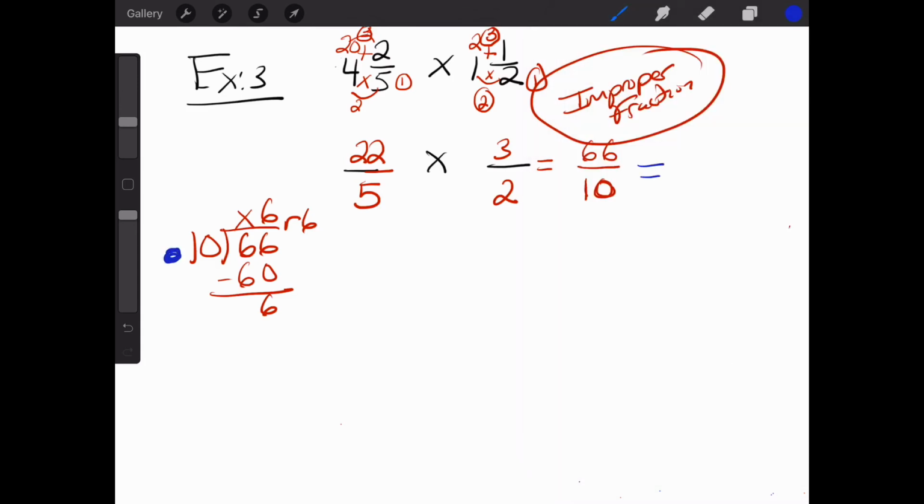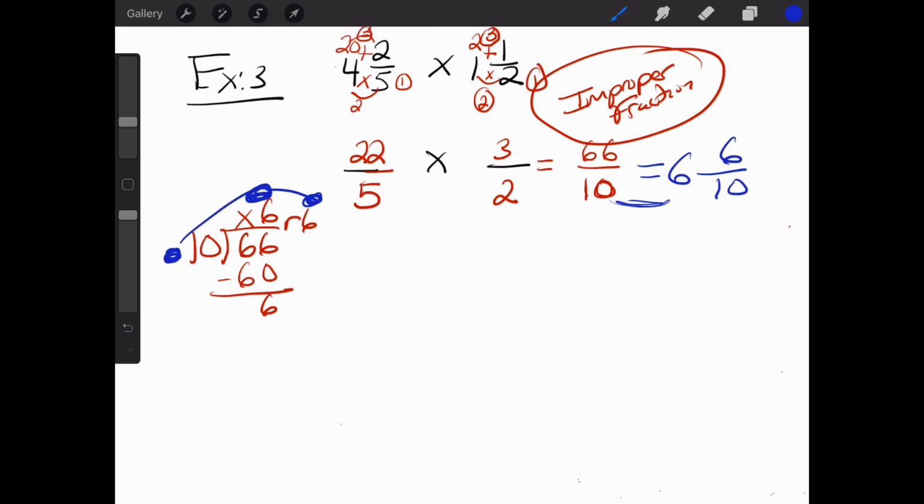Put an equal sign here. My first dot is my denominator, which is 10. My second dot is my whole number, which is 6. See how the denominators always stay the same? And my numerator, which is my remainder, is going to be 6. So it's 6 and 6/10. Now you have to see if you need to simplify it, okay?